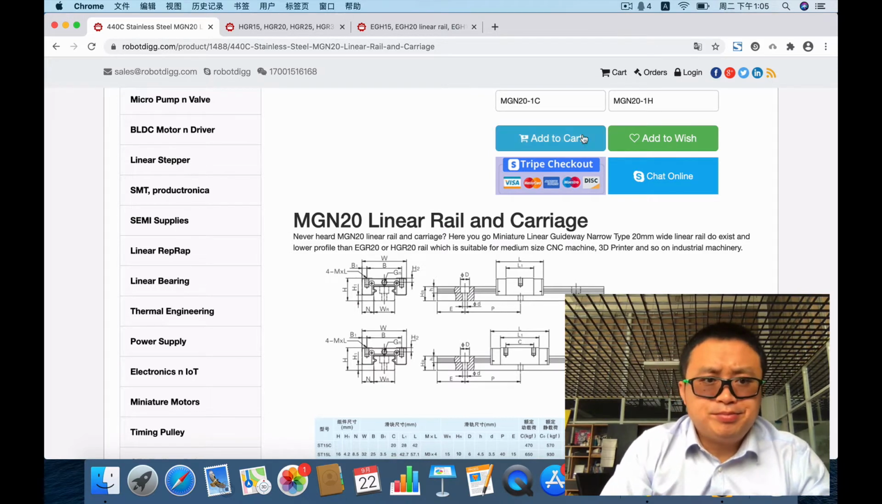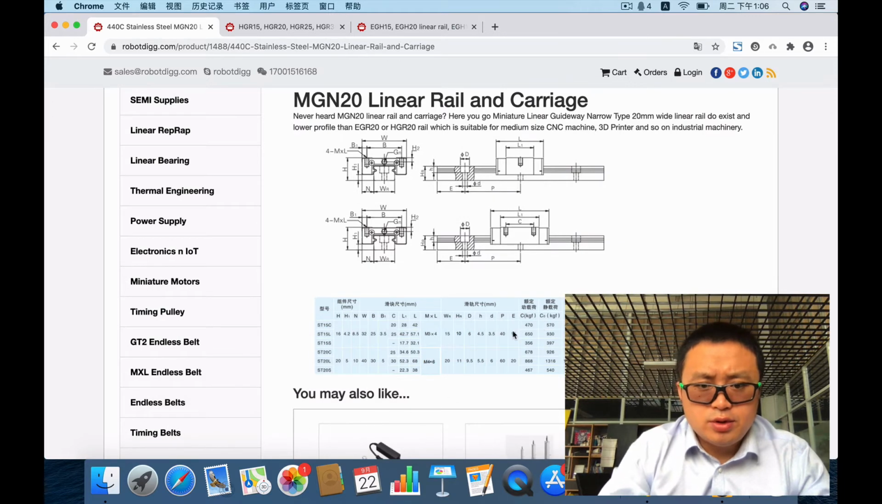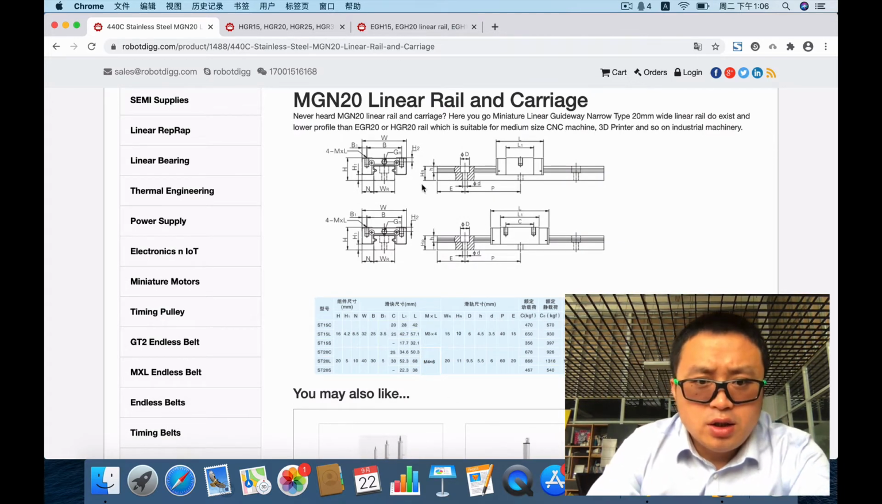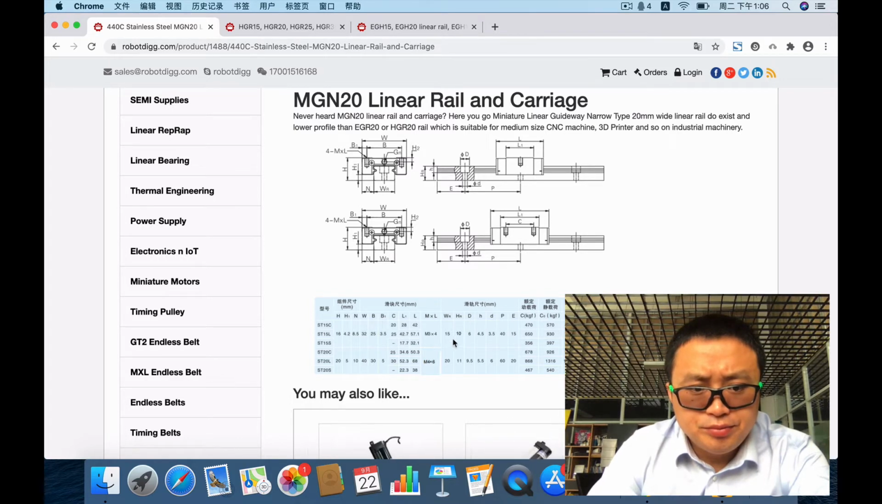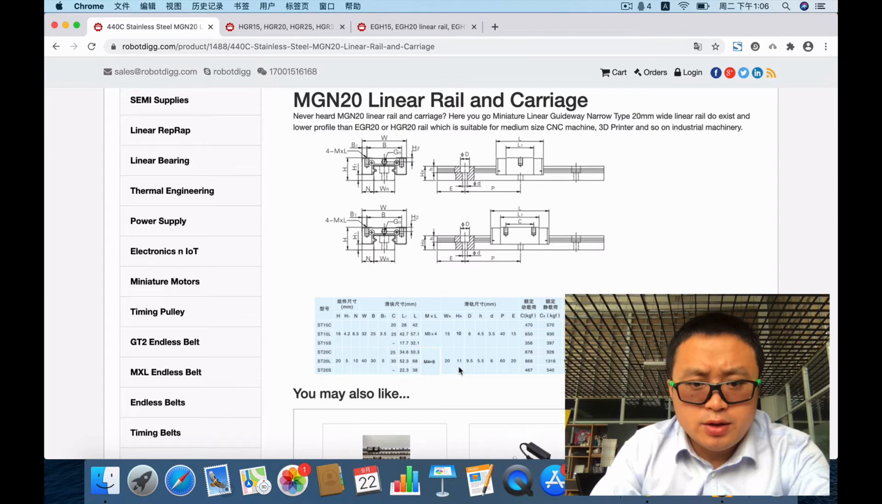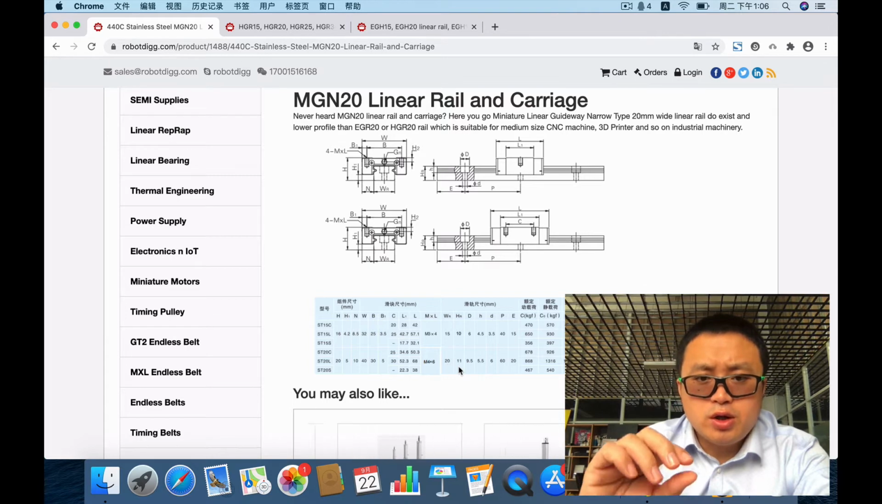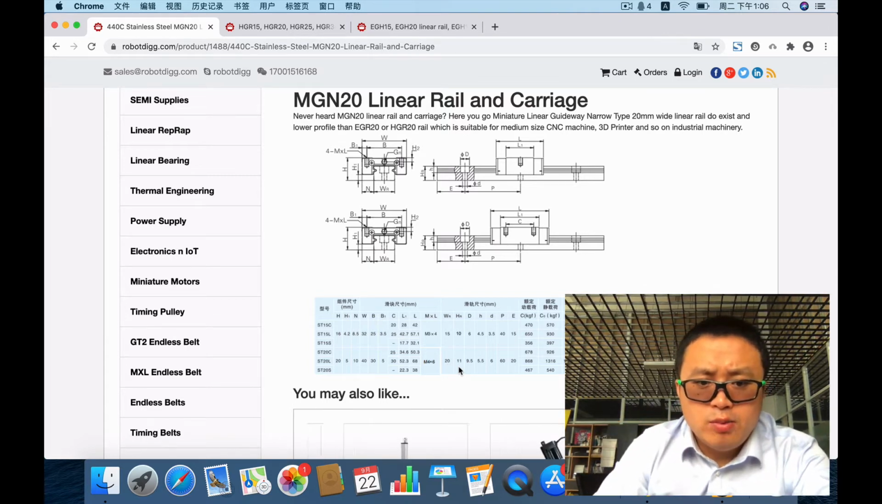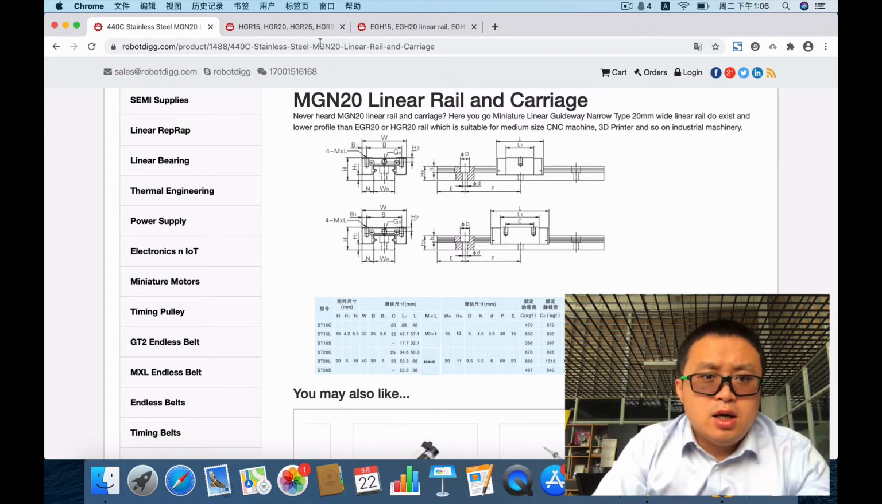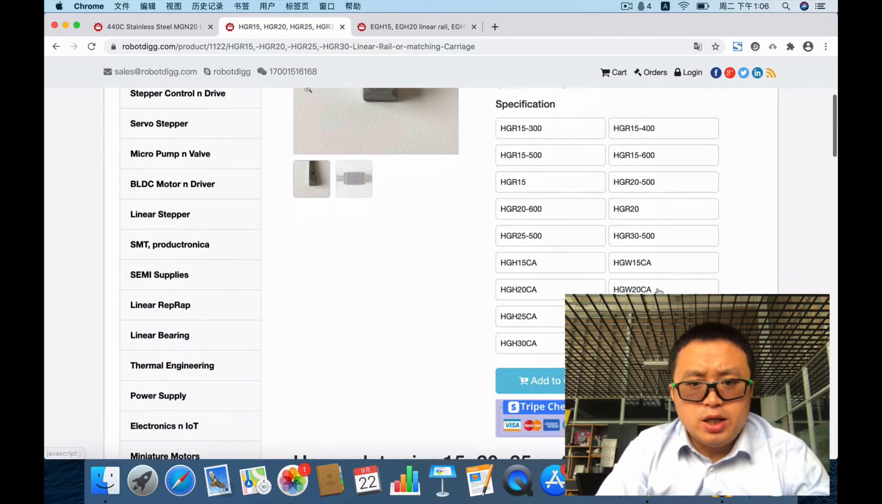Okay, so let's check out the dimension. This one, we can check the HR. The HR means the thickness of the rail, or you can call it the height of the rail. So MGN20 is 11 millimeters. And let's check out the EGH20.